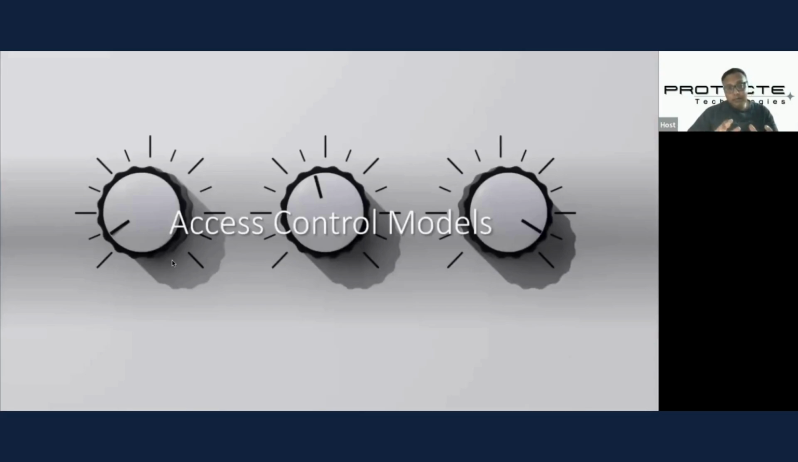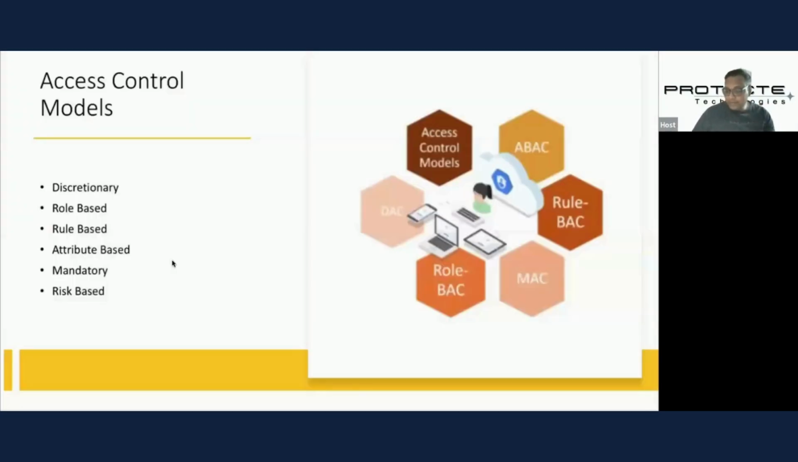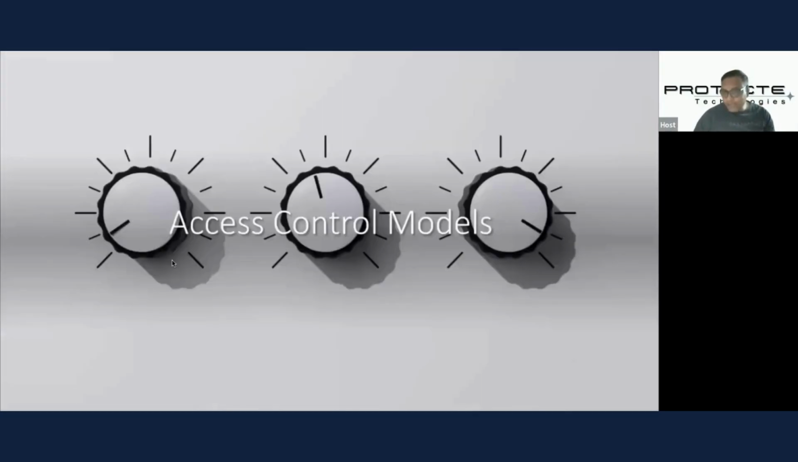Now, this is where we are done with the theory part. The more important part now is the access control models, which you should be very, very clear on, because a lot of questions come from these access control models. Four very important parts are the IEEE, which you should understand very clearly.